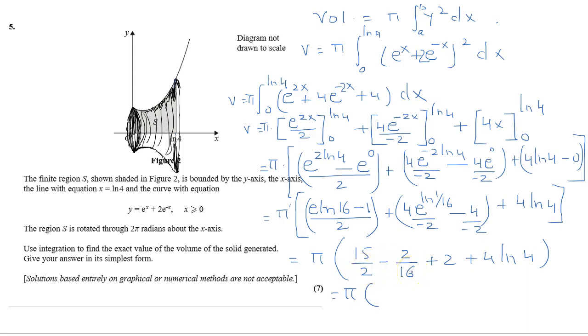This is 1 over 8 plus 2. So this is 75 plus 32 ln 4 over 8, since 8 times 4 is 32. So that is the volume of the solid of revolution. So this is the answer.